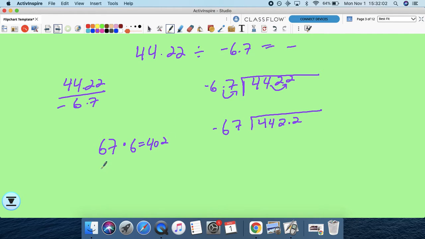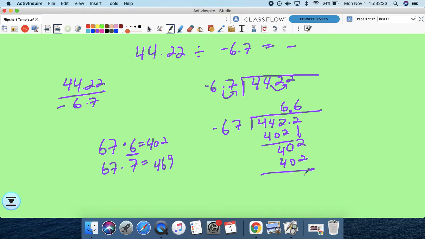Let's try 67 times 7. It's going to be 469. Too much. I'm going to use 6. It's 402. Subtract: 2 minus 2 is 0. 4 minus 0 is 4. We're going to bring that decimal up here, and the 2 is going to come down here. So 402, look at that. 67 goes into 402. We already know 6 times, so we're going to put a 6. That's going to give us 402, and no remainder. So the answer is a positive divided by a negative is a negative 6.6.